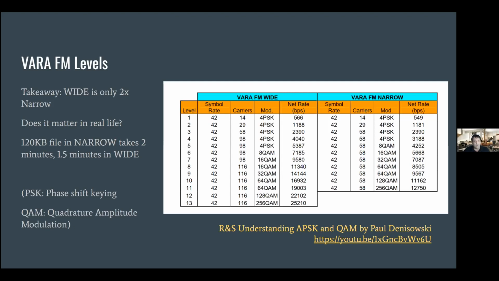The takeaway from Vara FM wide versus narrow is, and I really want everybody to take this in for a moment, wide is only twice as fast as narrow at its fastest speed, right? You can see that here, 25,000 bits per second versus, let's say, 13,000 bits per second. So the whole discussion, wide versus narrow, and if you don't have wide, you need to commit seppuku, is probably a little bit overblown in my mind.